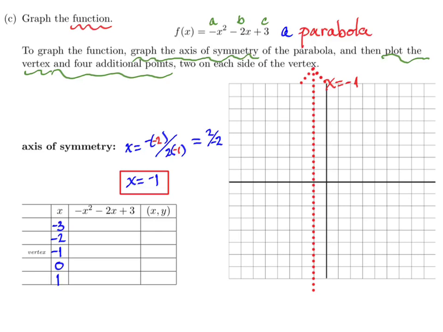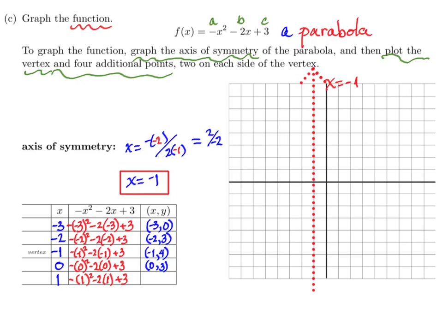All right, welcome back. So let's see what we all got for our y-coordinates. So plugging in -3 in the first one, -2 in the second one, -1 for the vertex, plugging in 0, plugging in +1. The points that we get are (-3, 0), (-2, 3), (-1, 4), that's the vertex, (0, 3), and then (1, 0). So those are the 5 points we all got.